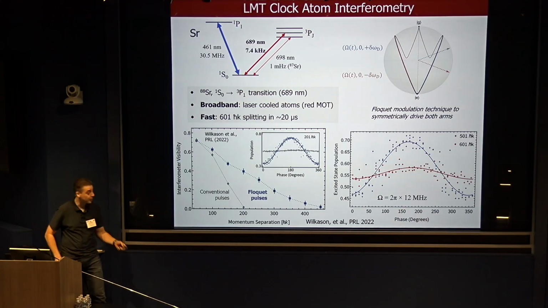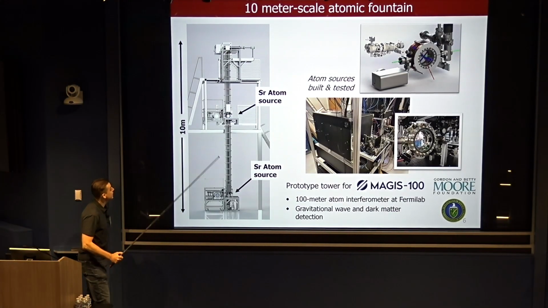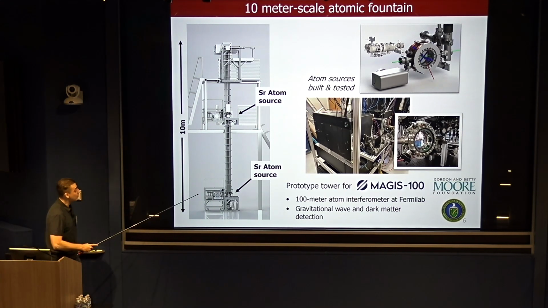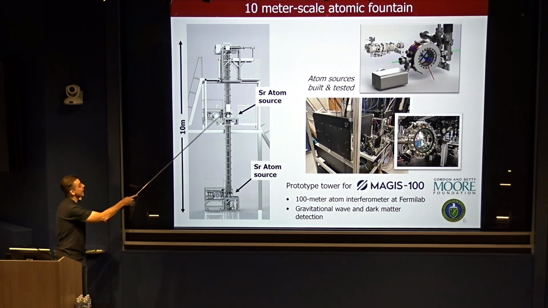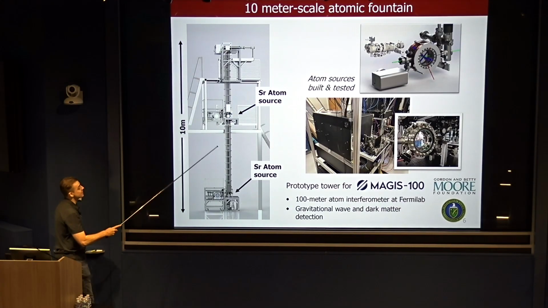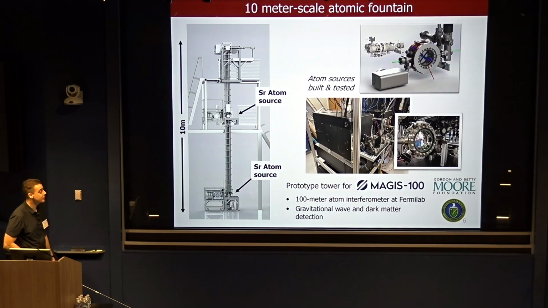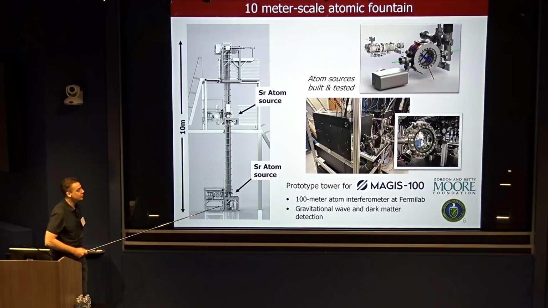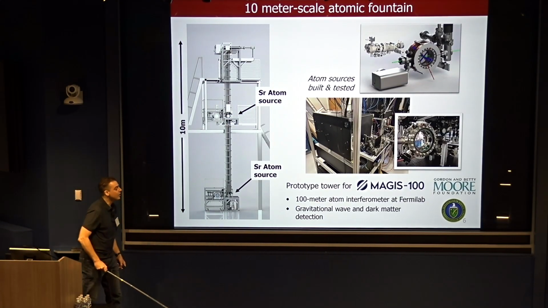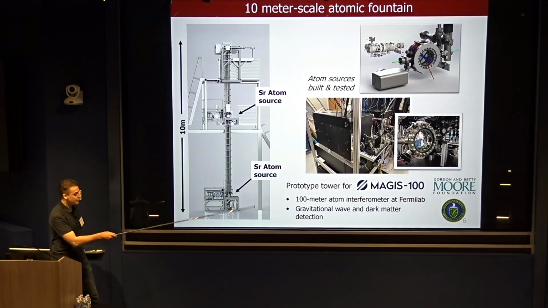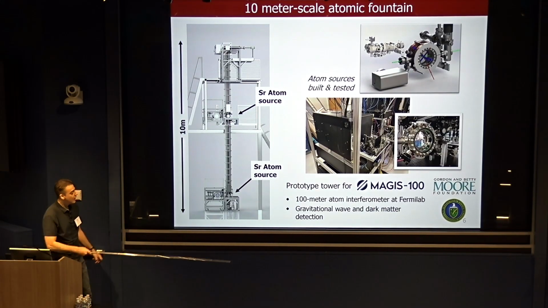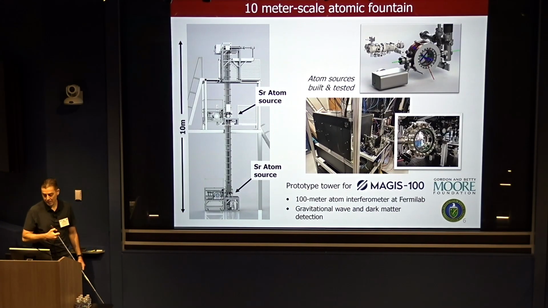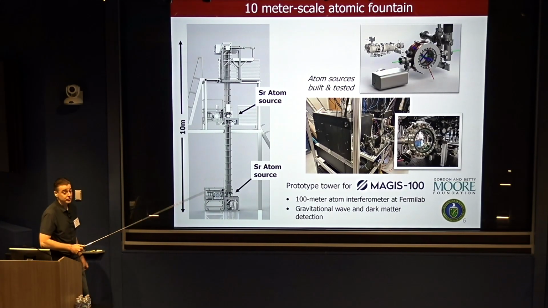Okay, so we've been building this experiment, and what it looks like is this. We've got a tower, 10 meter in scale, and we're going to have one source of strontium mounted to the bottom, another one halfway up, and we're going to have the electrodes inside this vacuum chamber, which I'll show you in a second. But just generally, this tower is going to be used for multiple things. In particular, we're piggybacking on this other experiment that I'm involved in called MAGIS-100, which is funded by the Moore Foundation and DOE, which is building a 100-meter scale atom interferometer at Fermilab for gravitational wave detection and dark matter physics. And so this tower serves as a prototype for that.